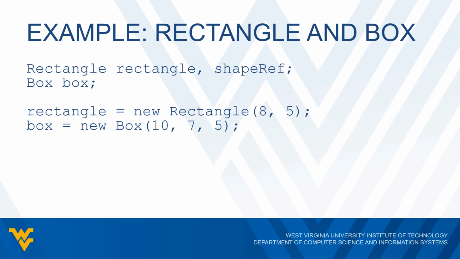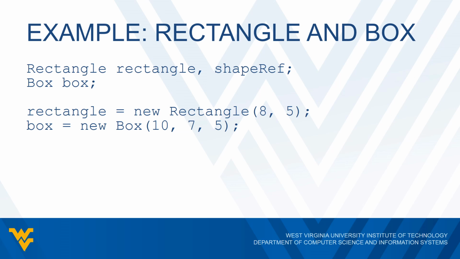Let's use our rectangle and box classes as an example. So remember, we have the rectangle class, which specifies the length and width of a rectangle, and then we have a box class, which is the subclass of the rectangle class, which not only has the length and the width, but it also has the height of the box. So here we create reference variables rectangle and shaperef, which are going to be reference variables of type rectangle. And then we have box, which is a reference variable of type box. And then we see that we create the rectangle and box objects, and we store them in the rectangle and box reference variables respectively. So what we have here is that shaperef is a reference variable of type rectangle, but we can point to an object of type box because box is derived from rectangle.